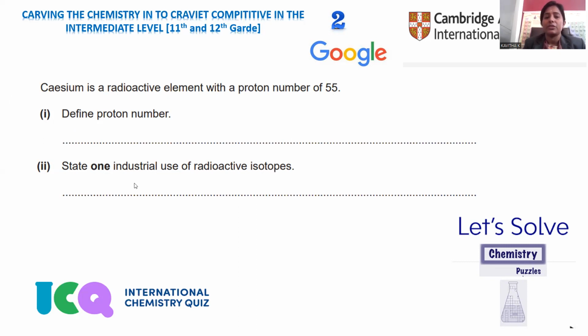Let's see what questions we have. Define its proton number. So what is meant by proton number? We have to answer. State 1 industrial use of radioactive isotopes. If radioactive isotopes are present, what applications can we find? At least one application we need to provide, right?